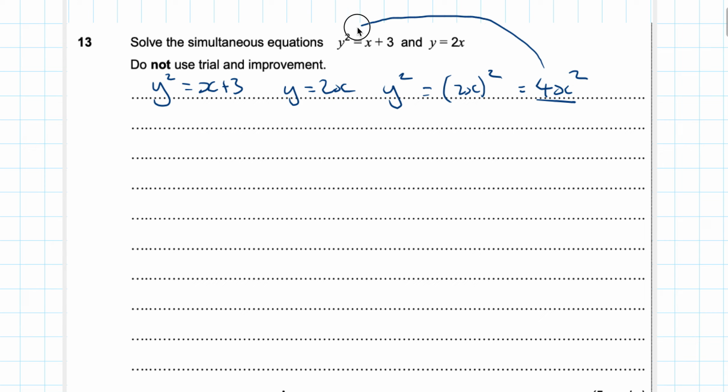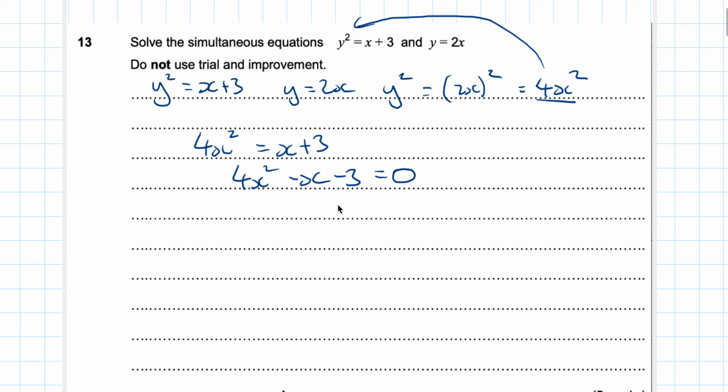We can substitute that into our original equation, and now we get 4x squared is equal to x plus 3. From here, we're going to rearrange, so it becomes 4x squared minus x minus 3 is equal to 0. Remember, we're trying to solve this equation, so we're trying to find values of x and values of y. From here we end up with a quadratic, which is quite horrible. We've got the 4x squared minus x minus 3.